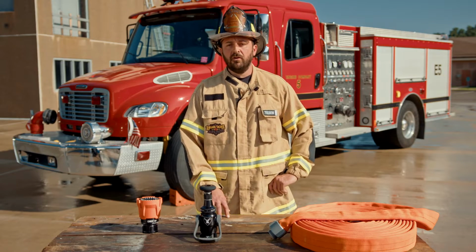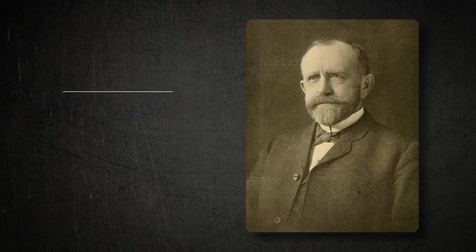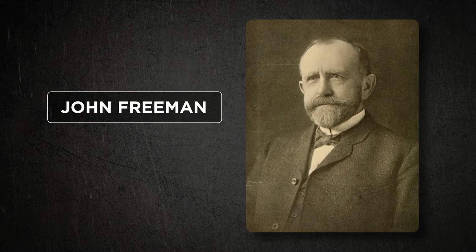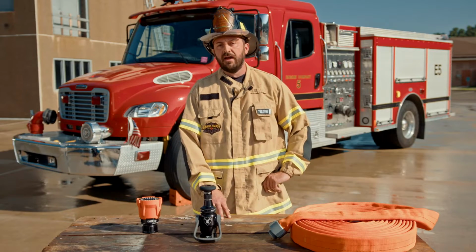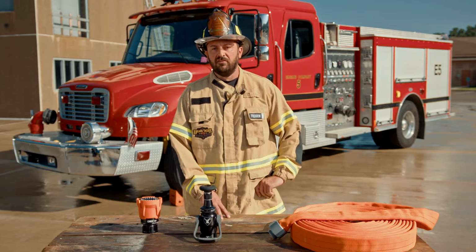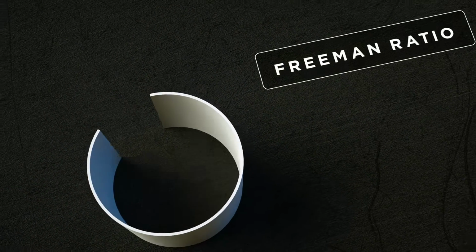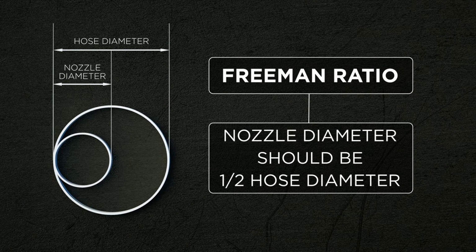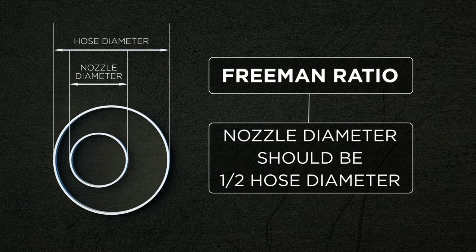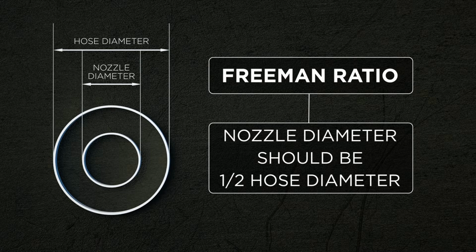What is the Freeman ratio and who was John Freeman? John Freeman was a luminary in the fire service. In the late 1800s, he did all the hydraulic work that basically is the foundation of all modern fire stream handline development in the United States. The ratio that he came up with for handline nozzles is that ideally the cross-sectional area of the nozzle should be half the size of the hose that it's attached to, especially at low pressures.